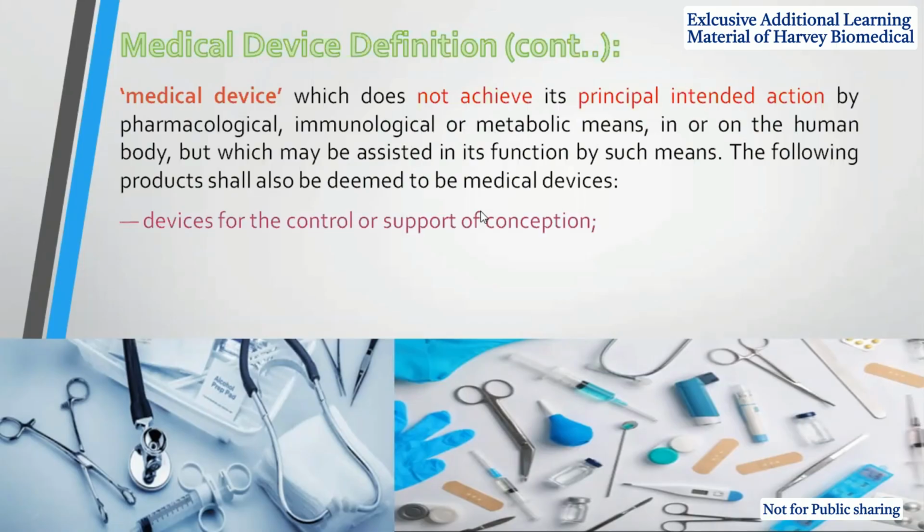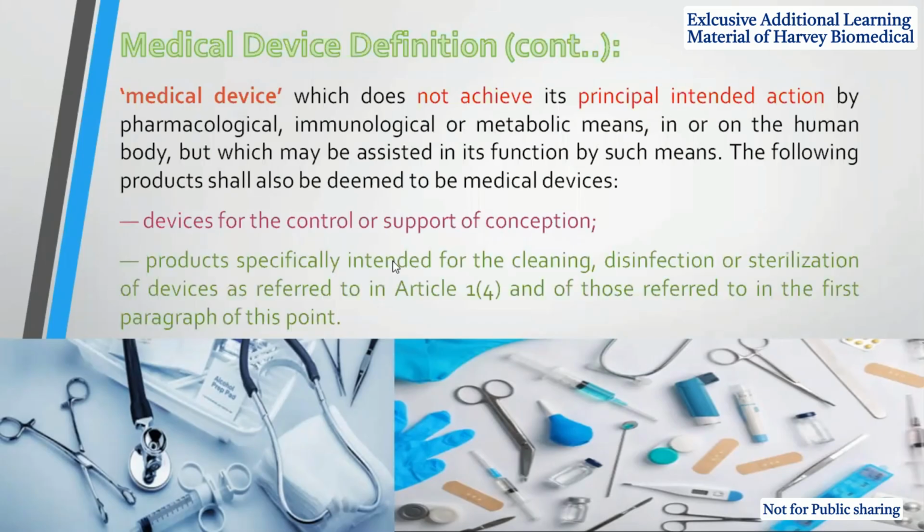If you see devices for the control or support of conception, products specifically intended for the cleaning, disinfection, or sterilization of devices as referred in Article 1.4. This Article 1.4, we are referring with respect to the EU MDR, European Medical Device Regulations 2017-745. There in Article 1.4, they have clearly mentioned how the products specifically intended for the cleaning, disinfection, and sterilization of the devices, of those referred to in the first paragraph of this point. It means in Article 1.4, they clearly explained about this specifically.